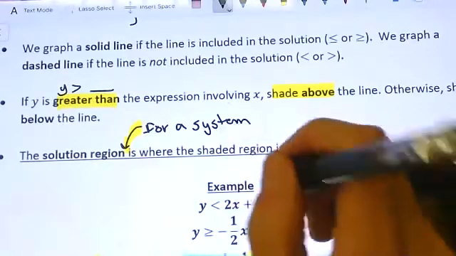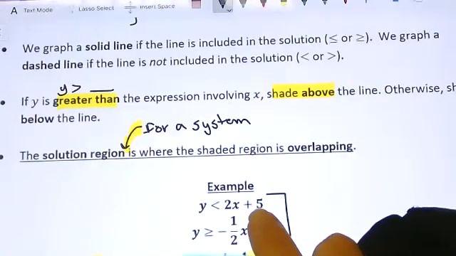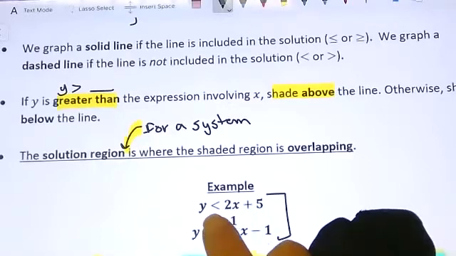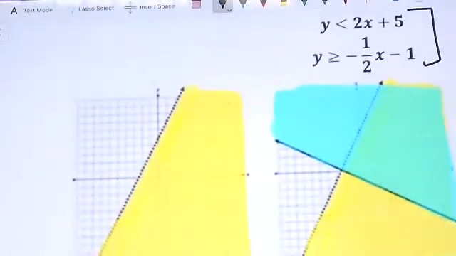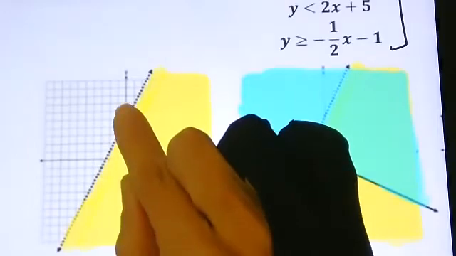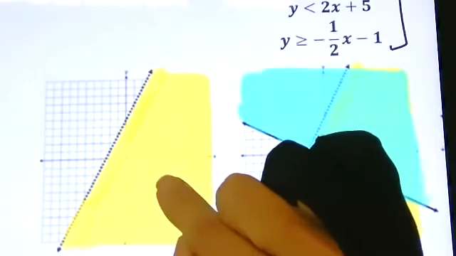So here's an example. Here is a system of inequalities. There's two of them. How do we graph a system? We graph the first one. Y-intercept is 5, slope is 2. Line is dotted. Shading is below. And there is the solution right there. So that's our first inequality, y-intercept of 3, up 2 over 1, dotted line, and shading is below.